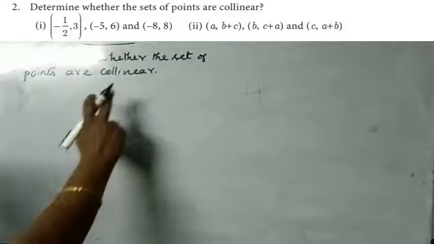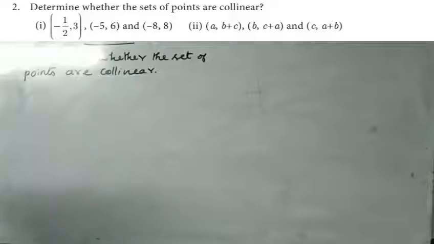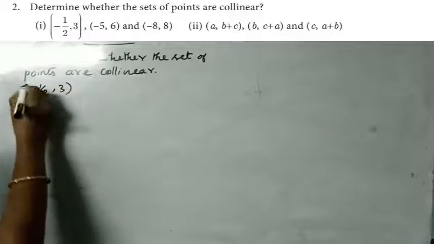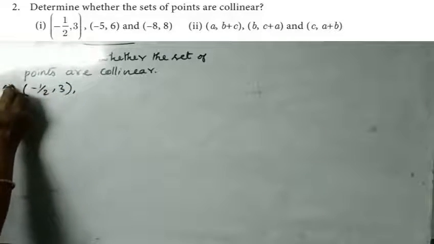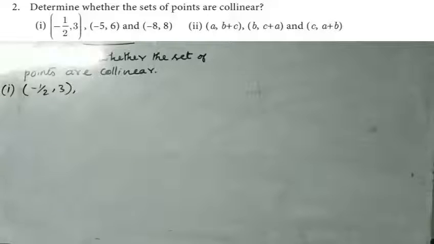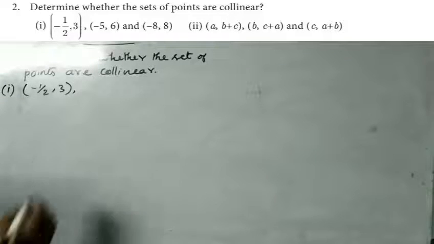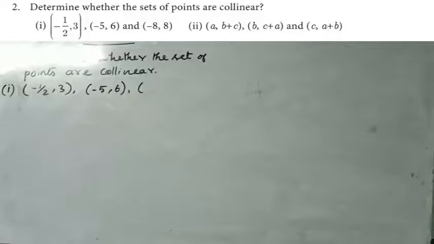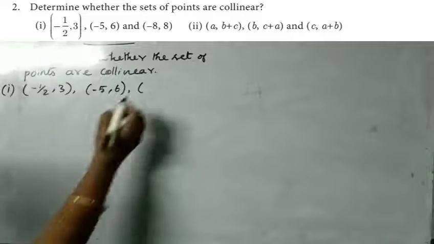So we can prove it by using the area of a triangle. If the area of the triangle is equal to 0, then the given points are collinear. Let us conclude like that. So the points in the first subdivision are (minus 1 by 2, 3), the second point is (minus 5, 6), and the third point is (minus 8, 8).